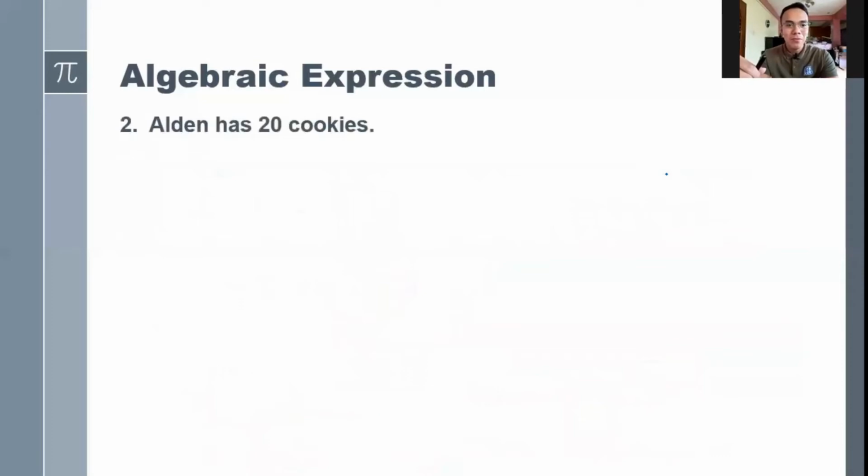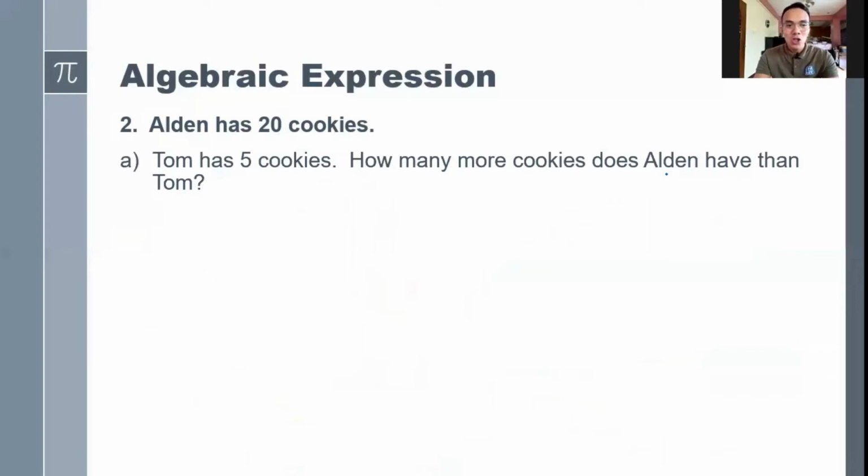Let's have example number 2. Alden has 20 cookies. Tom has 5 cookies. How many more cookies does Alden have than Tom? So it's obvious in the problem that Alden has more cookies than Tom, right? So if you want to know how many more cookies does Alden have than Tom, then we have to use subtraction. What numbers do we subtract? We're going to subtract 20 and 5. Then we get the difference, which is 15.